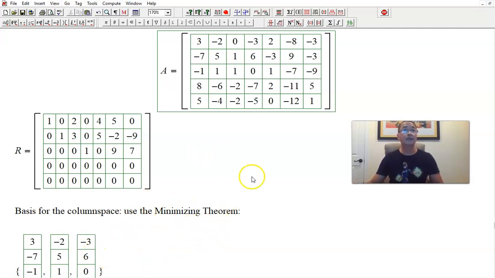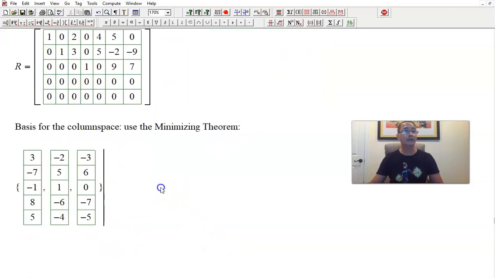When I scroll this, we are going to lose this original matrix. So just to check: here's column 1, column 2, and column 4. So there you go, that's our basis for the column space. And again, the dimension of the column space of A is also 3.